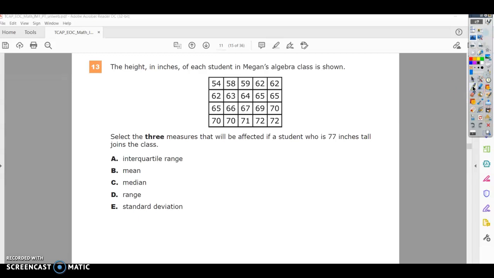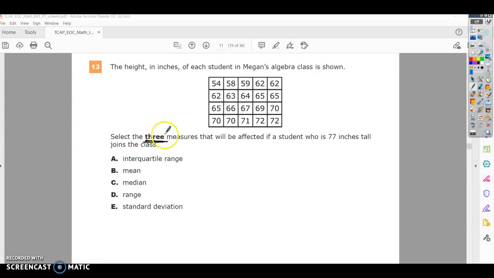Math 1 EOC Practice Test number 13. The height in inches of each student in Megan's algebra class is shown. Select 3 measures that will be affected if a student who is 77 inches tall joins the class. Alright, so it says select 3, so we need to make sure we choose 3 answers here.